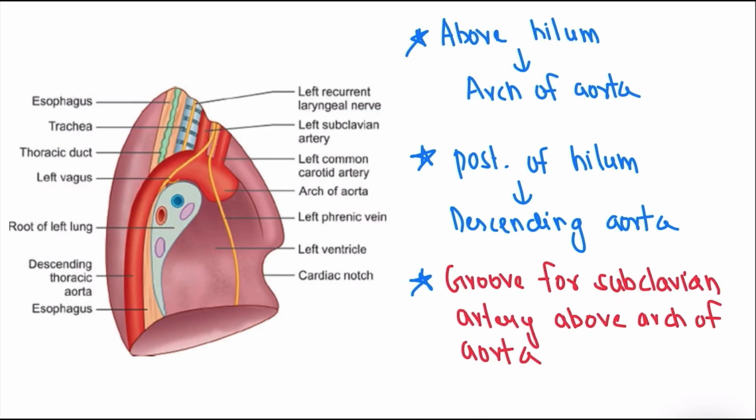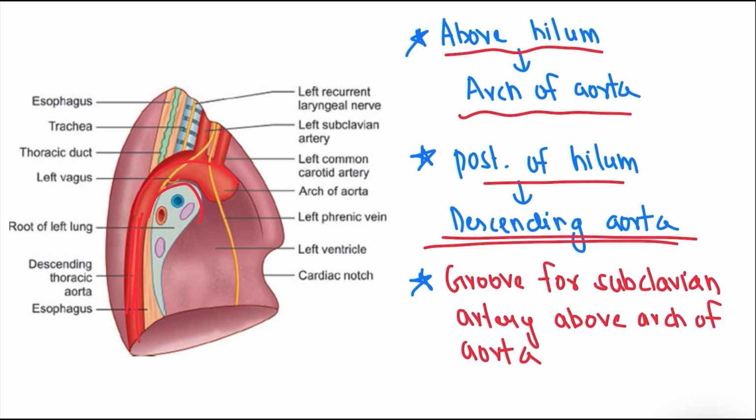And what is the structure present above the hilum? We have the arch of aorta. As you can clearly see in this image, the structure present above the hilum is the arch of aorta. And what is the structure present posterior of the hilum? Posterior of the hilum, we have the descending thoracic aorta.